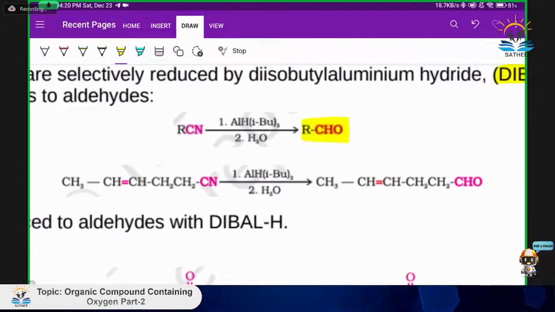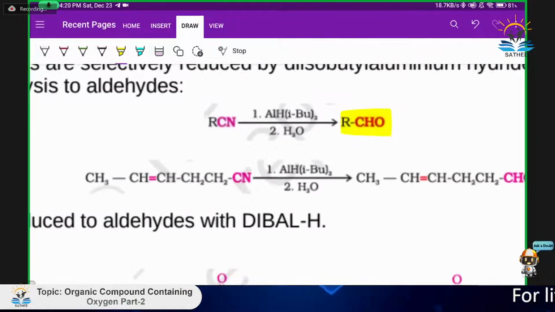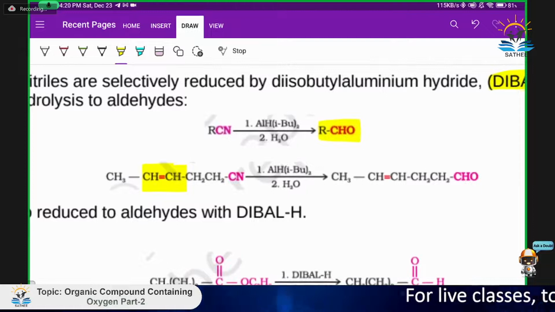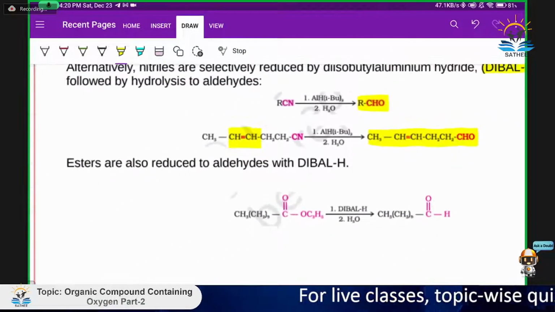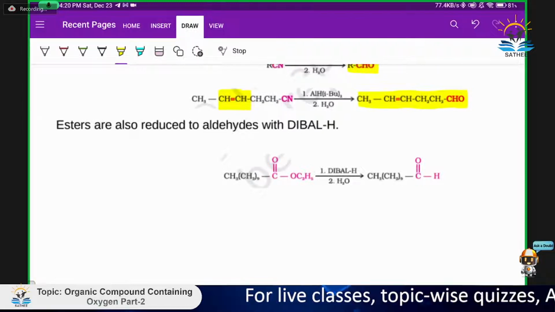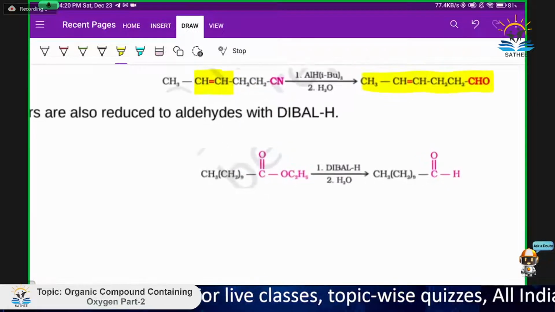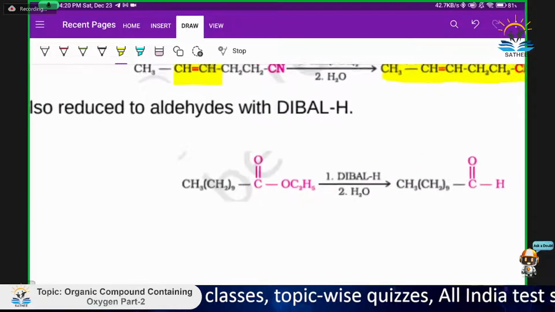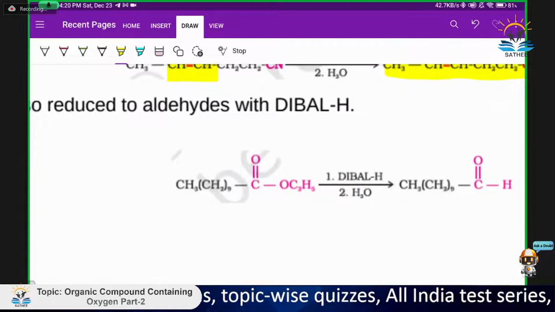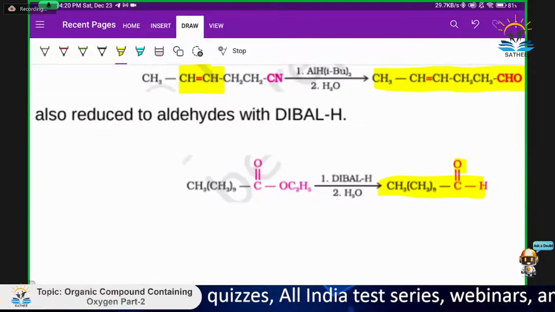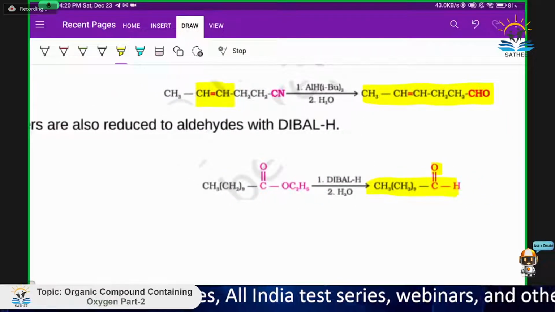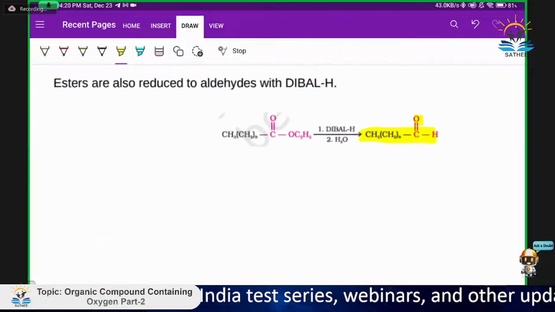The point to note is this reaction does not affect double bonds. So we can see the second reaction. The double bond is not affected while producing the product. Esters are also reduced to aldehydes with DIBAL-H. So we can also reduce esters with the help of DIBAL-H to the corresponding aldehydes.